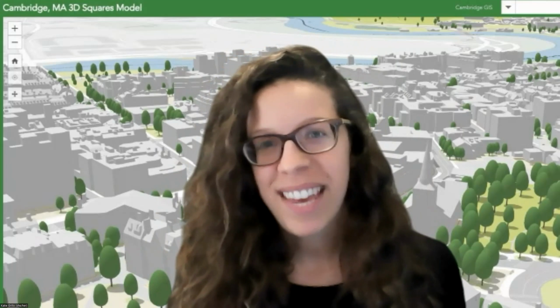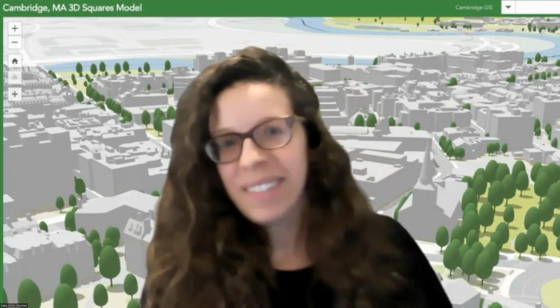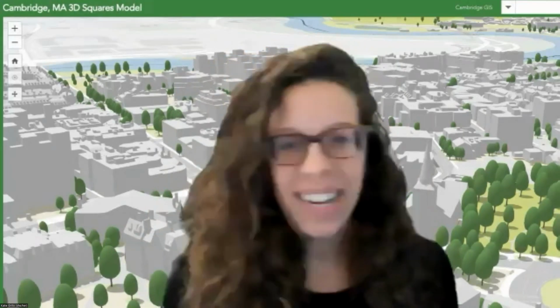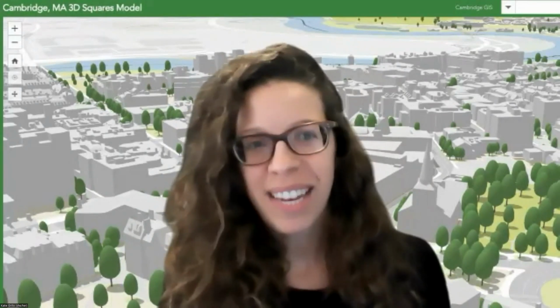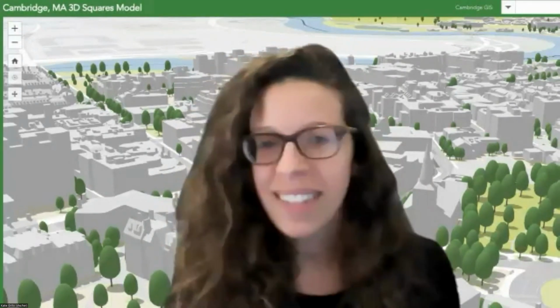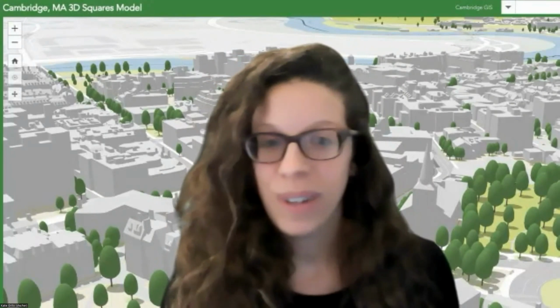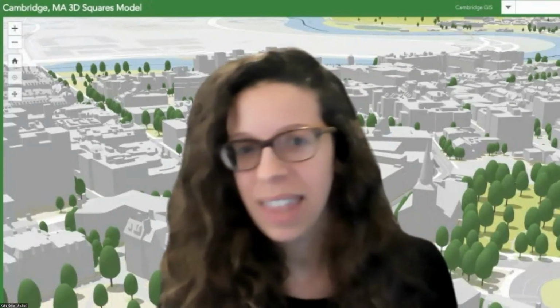So I'm here today to help facilitate this event, but we are excited to have our friends from Esri and a couple other guest speakers here today to talk about imagery and all sorts of exciting things about that.